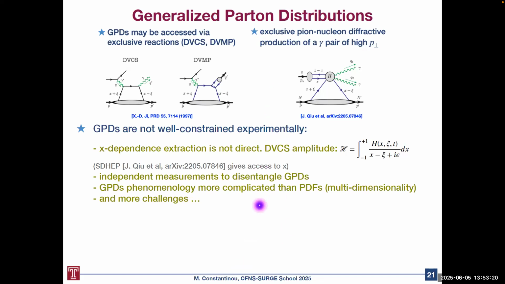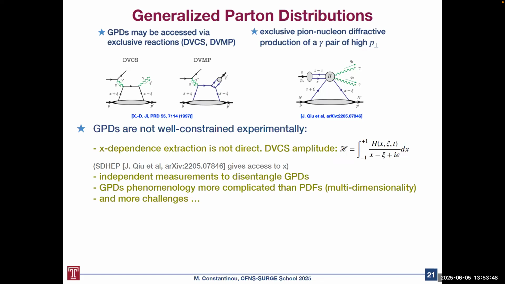But GPDs are a good candidate because it's an extension of PDFs in terms of how you calculate these matrix elements. You have matrix elements. In a PDF, you do not have momentum transfer between the external states. In a GPD, you do. And experimentally, you can access them through DVCS and DVMP. Yoshitaka talked about this.